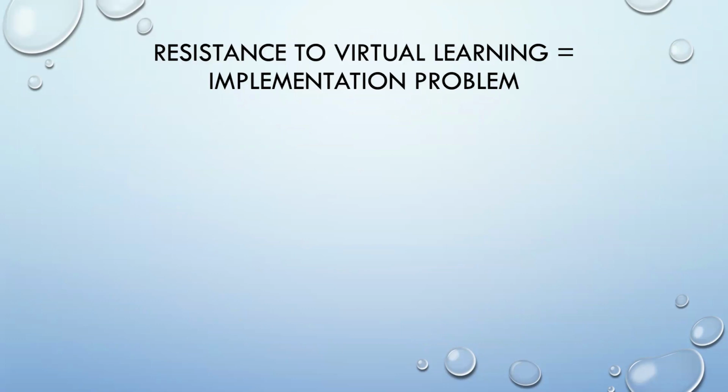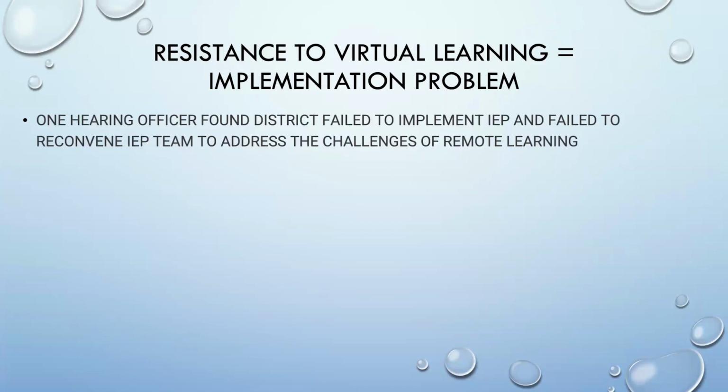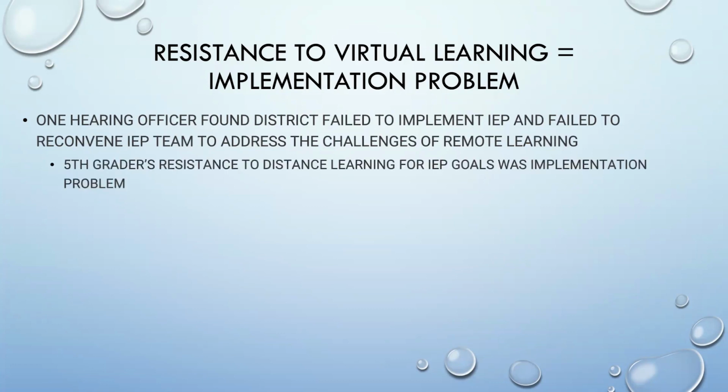Now, one of the things that was also a problem, besides just virtual learning as a difficult method for some students, was the consequence, which was resistance to virtual learning, which is an implementation problem. And we heard from a lot of parents about this. In one case, a hearing officer, not in Alaska, found that a school district failed to implement an IEP and failed to reconvene an IEP team to address challenges of remote learning for a fifth grader with ADHD who experienced a lot of difficulty attending to the learning online, and pushed back on parents trying to help.